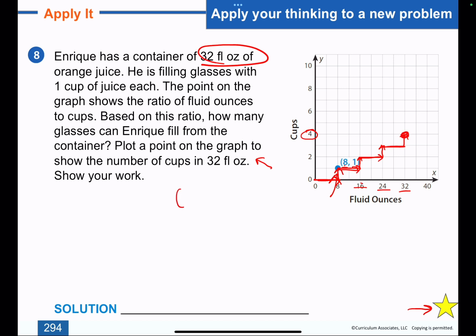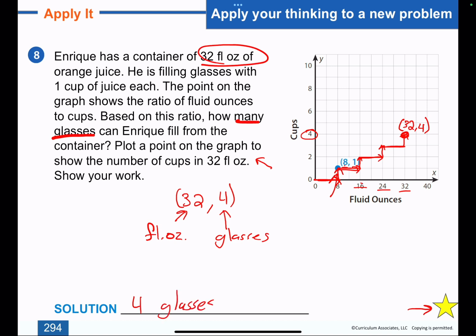So an equivalent ordered pair or ratio would be 32 to 4. So how many glasses can we fill? Well, we can fill 4 glasses with 32 fluid ounces, right? That point would be right here. We can mark it here, 32 comma 4. So our answer is just 4 glasses. And I used a table to do so.